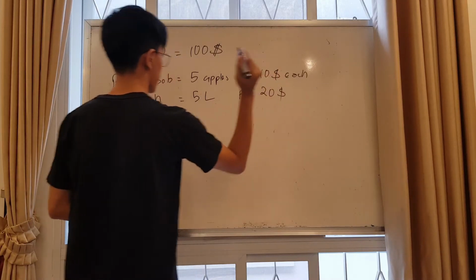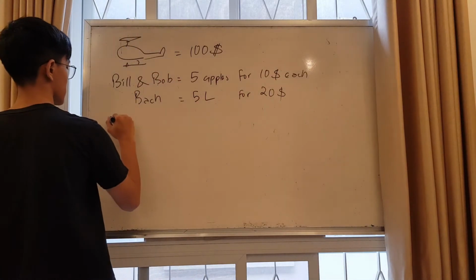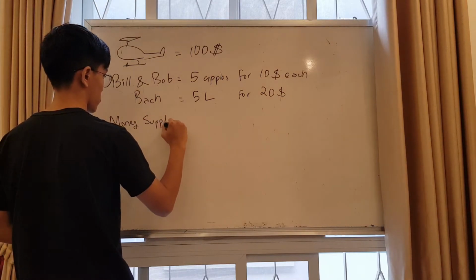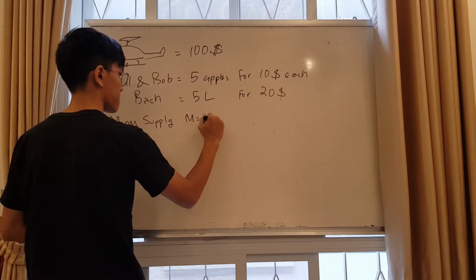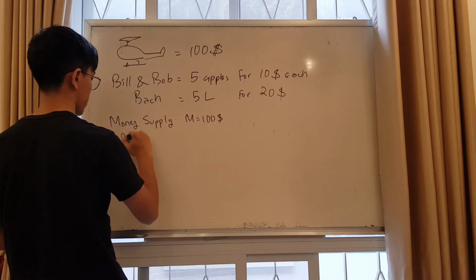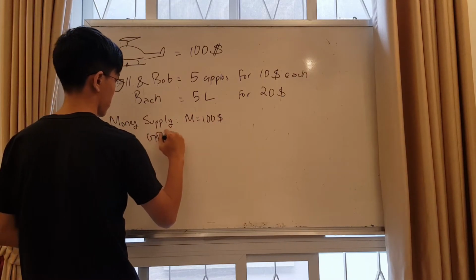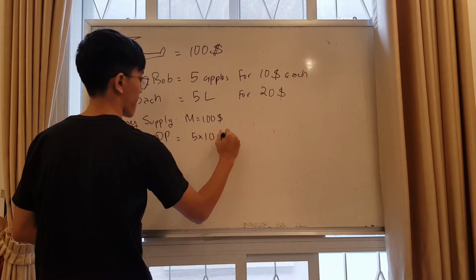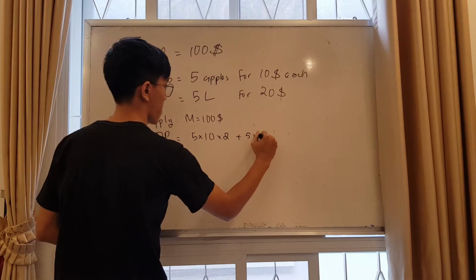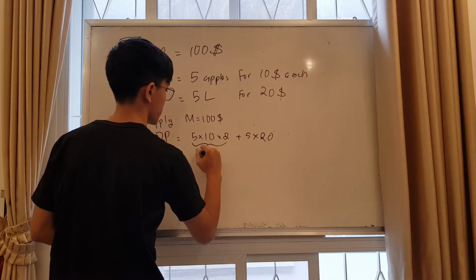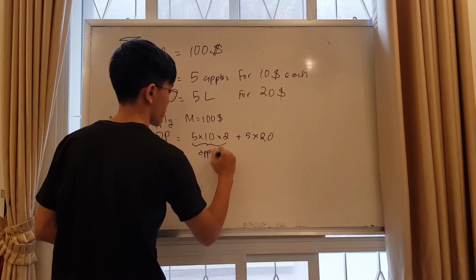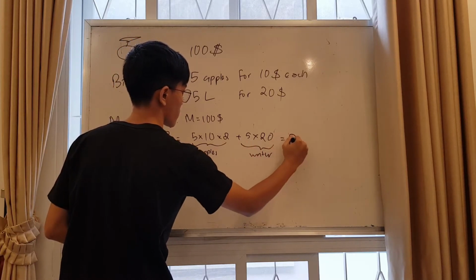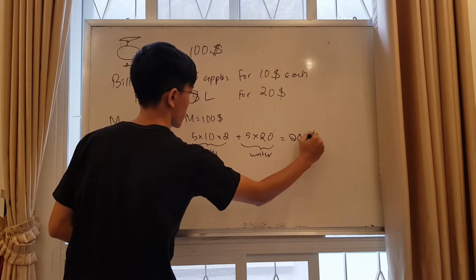First off, money supply is M, which equals $100, which is what BIT prints. And nominal GDP is just the price level times the real output. In this case, it's apples and water. So for apples, it's 5 times 10 times 2 for each person. And for water, it's 5 times $20. And if we compute, we get $200 that the whole economy spent in a month.